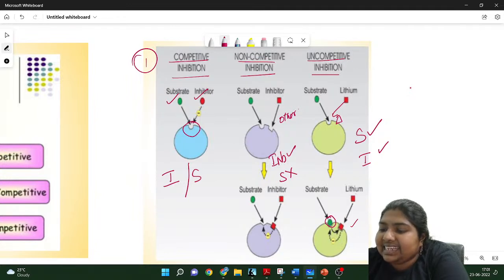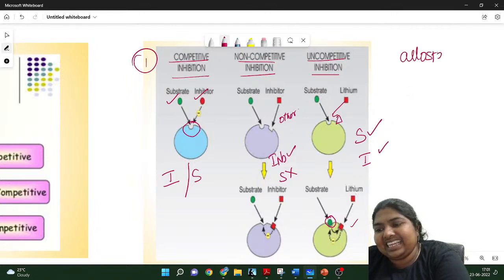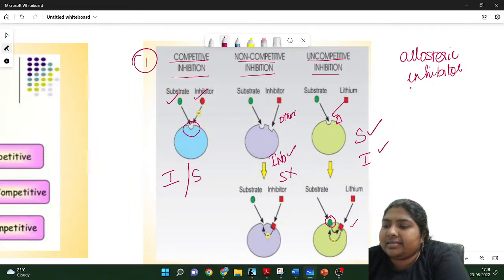Among these three, which can be your allosteric inhibitor? Is it going to be competitive, non-competitive, or uncompetitive? Which one can be the allosteric inhibitor? Allosteric is going to be the non-competitive inhibitor because it binds to a site other than the active site.